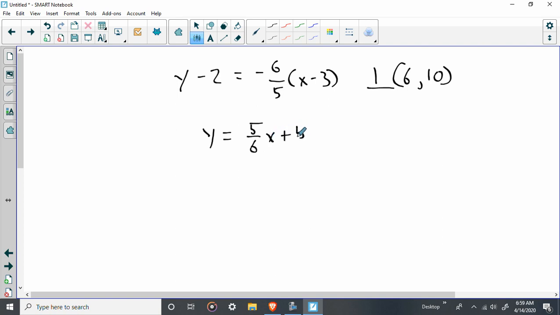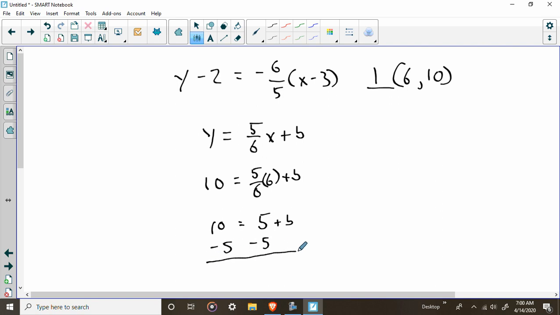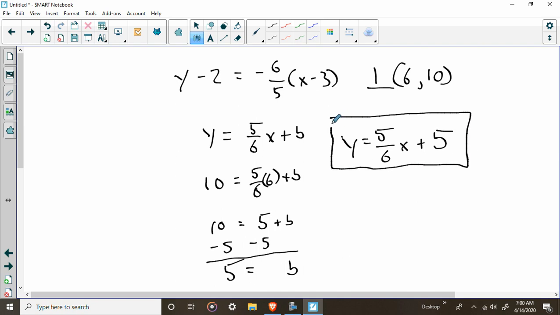x plus b. Okay, we're going to plug in 6 for x, 10 for y. 5 times 6 divided by 6 is going to be 5. Okay, and last step, we'll subtract 5 from both sides. 10 minus 5 is going to be 5. What are we going to find out? Y is equal to negative reciprocal slope 5/6 x plus 5.